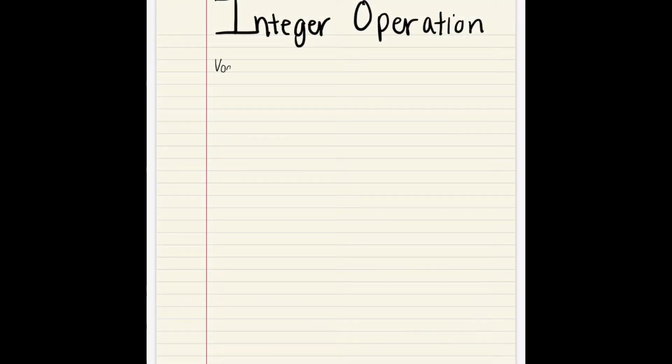Hello, y'all. So today we're going to be talking about integer operations. We do have one vocabulary word. Our vocabulary word is zero pairs. And a zero pair is when you take a negative number with the same value and you combine it with a positive number of the same value. And what happens is they equal zero.